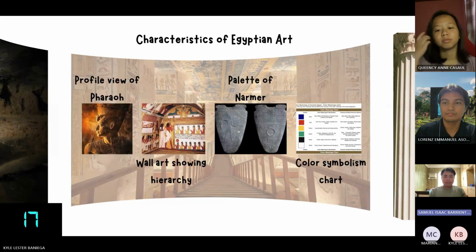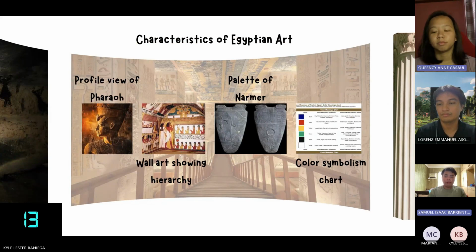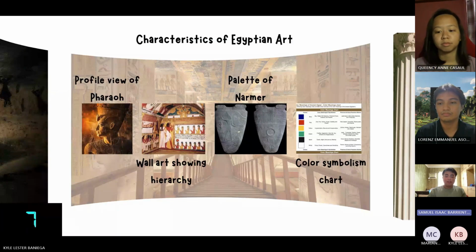So, for the characteristics of Egyptian art, Egyptian figures are stiff, frontal, and idealized. Hierarchy of scale shows importance. Pharaohs are largest. Colors had meaning: green for rebirth and gold for divinity.